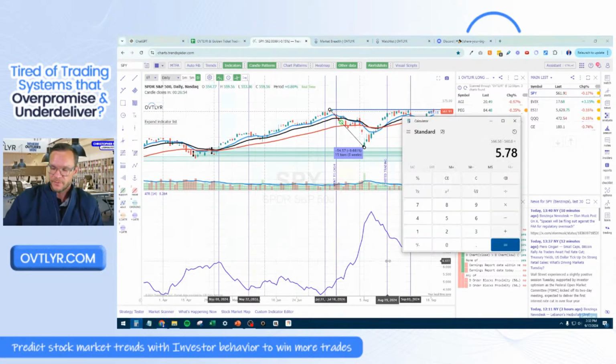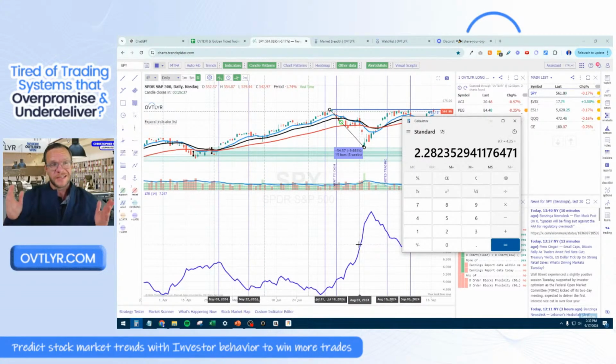So it went from, how much was that? 4.25 divided by 9.7. Did I do that right? No, 9.7 divided by 4.25. So basically the ATR went up 2.25x, right? Which means your position size would shrink by 2.25x when you factor that in.